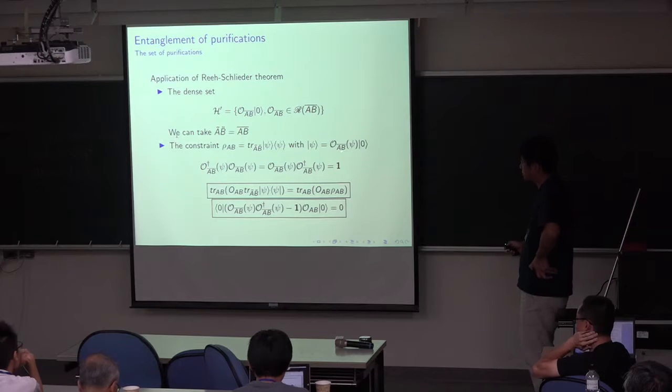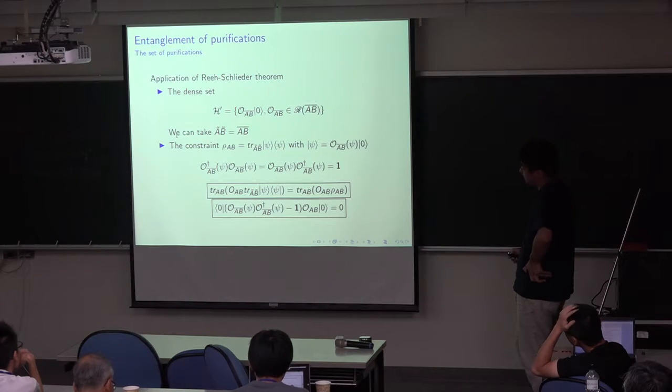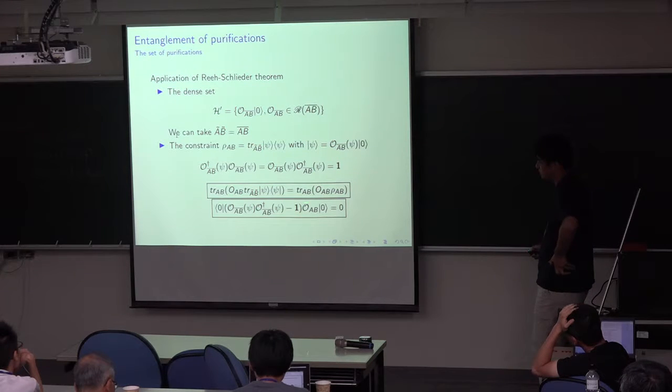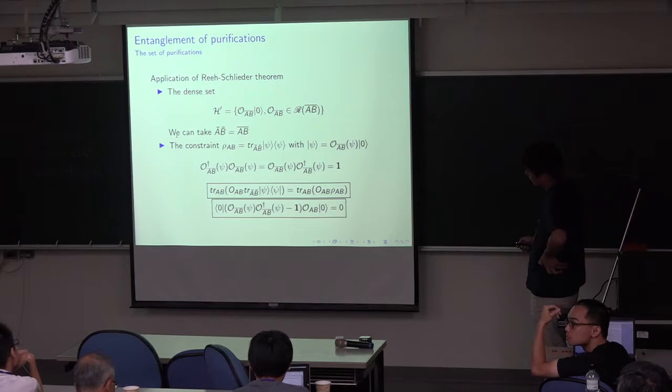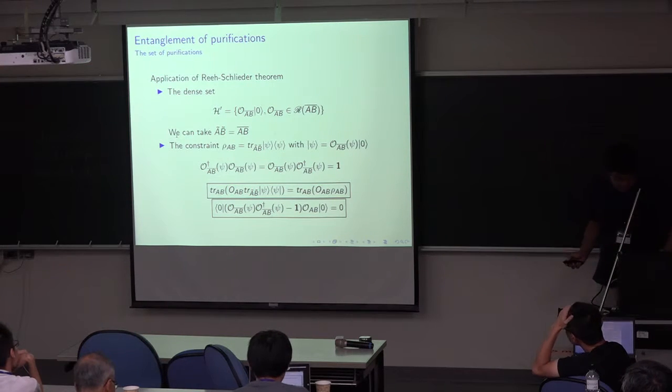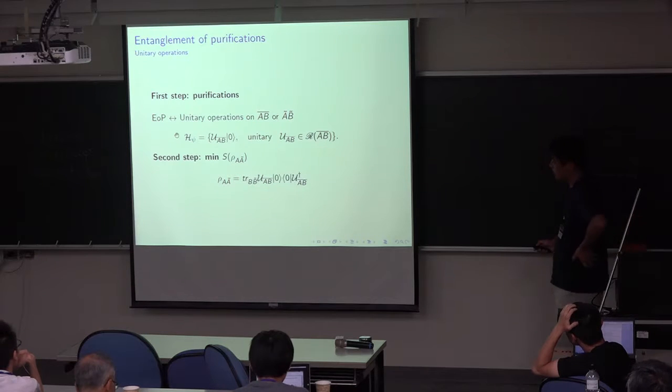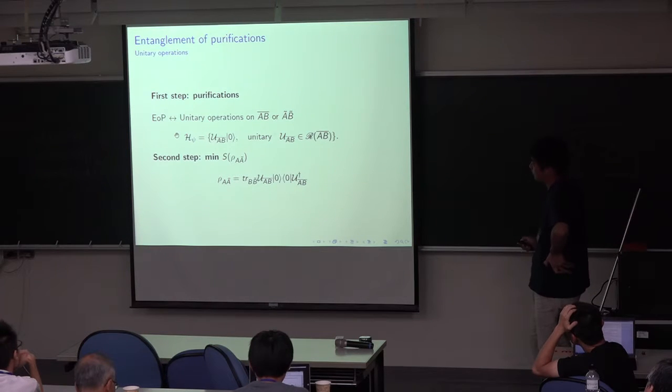So from this constraint, we can get the condition that these operations must be unitary. And here we should use the resonance rule again. And the conclusion, I just have a brief summary. The first step was the purification.